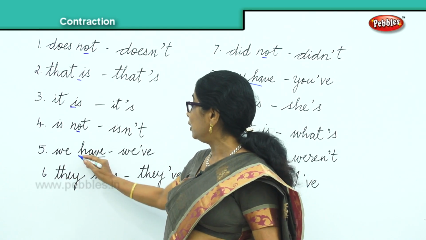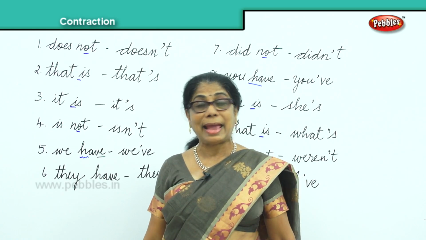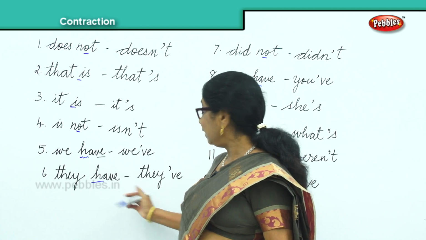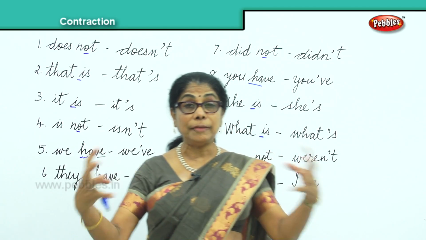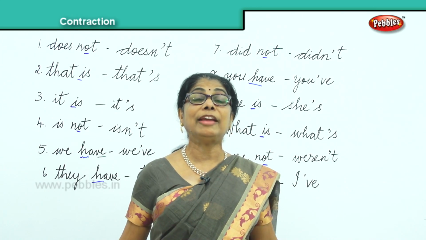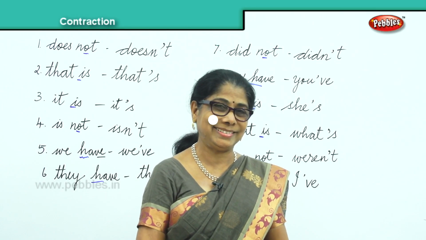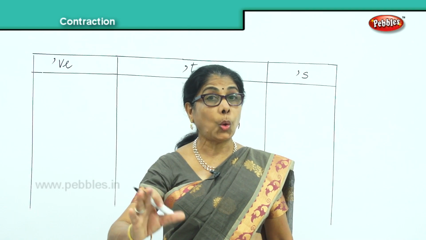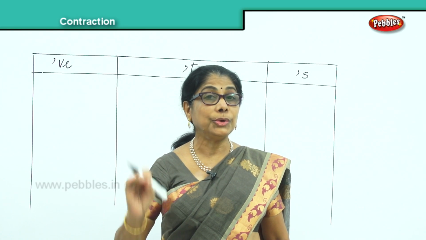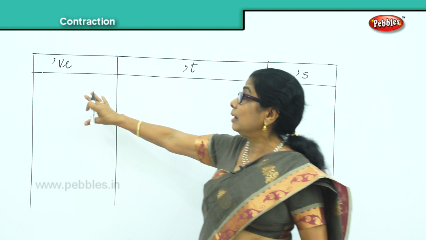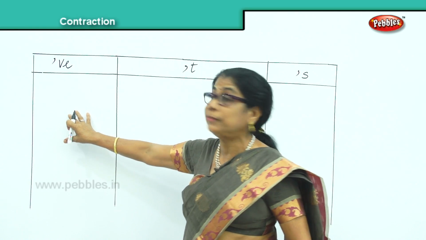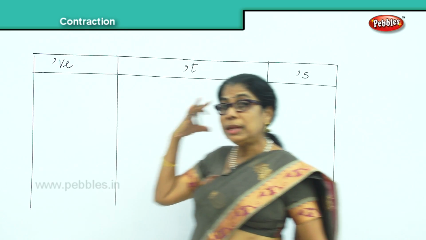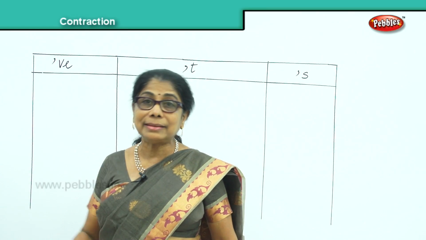And here we have, you take away HA and we write we've. And here they have, they've. So you must be careful making contractions. You must be careful how you do it. This is an interesting exercise for you. We have learned the contractions. You're going to think and write like we've done. We have, we've, isn't, it's. We are going to think of words and write the contractions there.